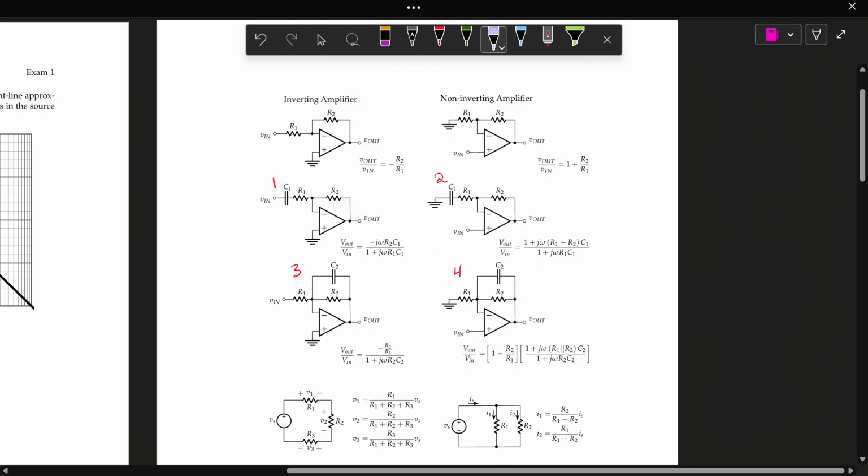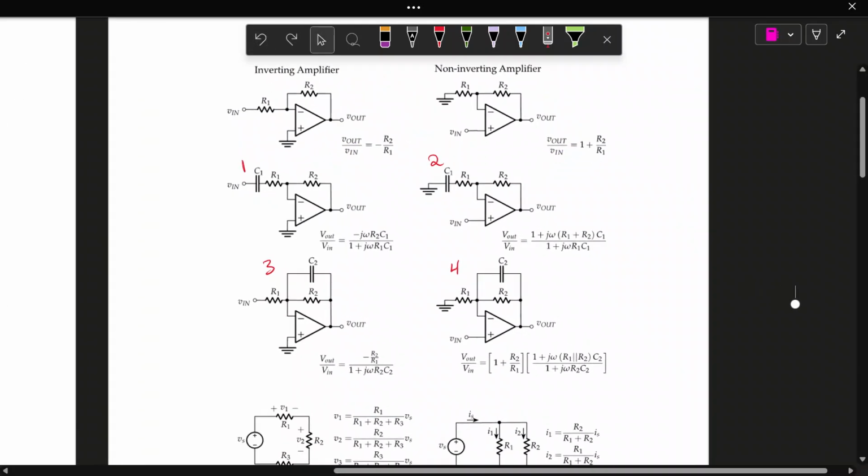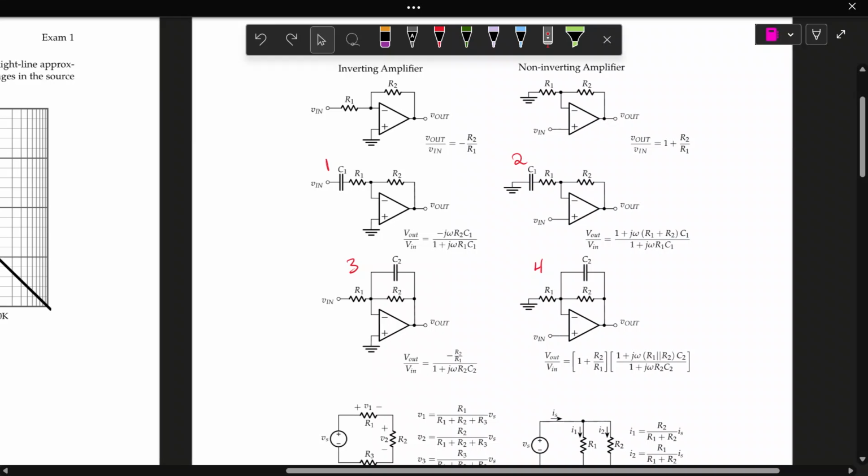We will not be dealing with this one or this one because they have no poles and zeros. They have no j omegas for us to consider any poles and zeros. So we'll skip those. They don't matter to us, essentially.